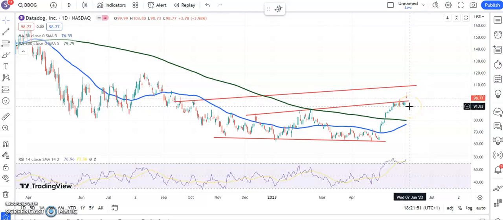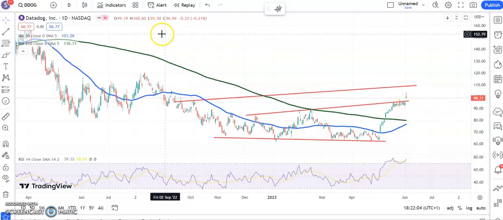Upside valid while we hold above the old initial 2023 resistance at 90. So above 90, really looking for $110. Any dips towards the low 90s regarded as a potential technical buy zone.